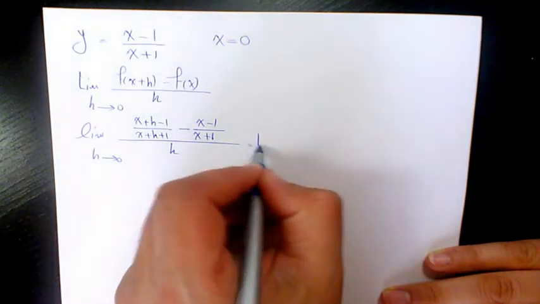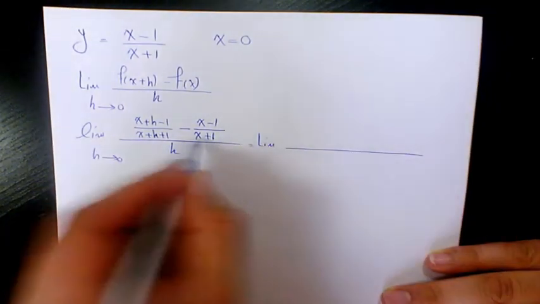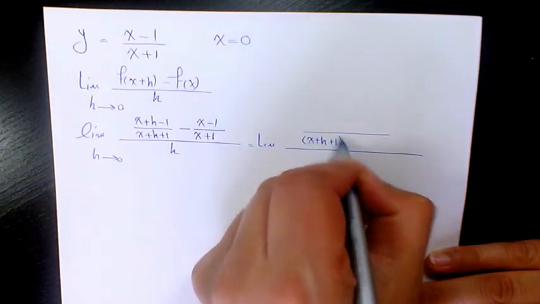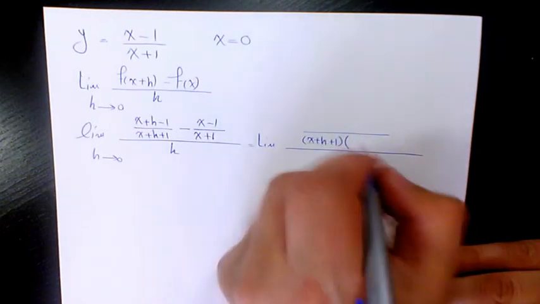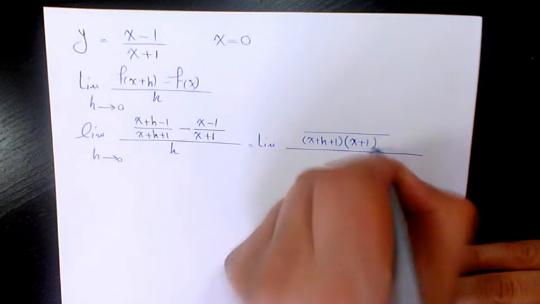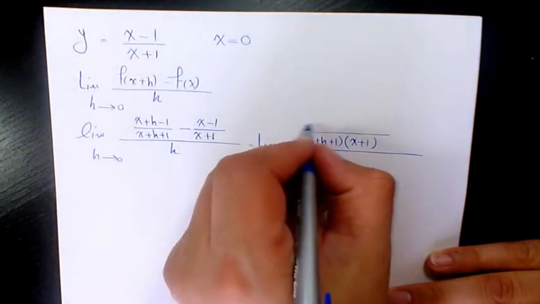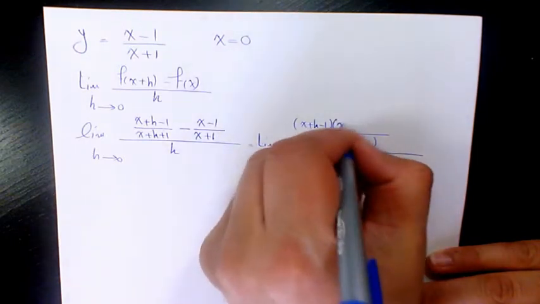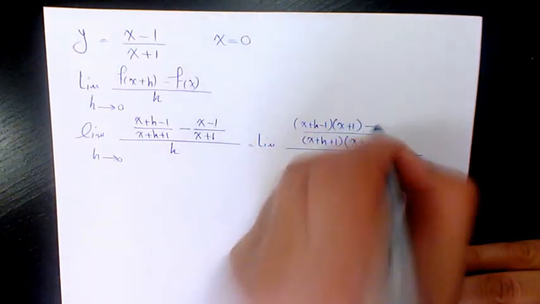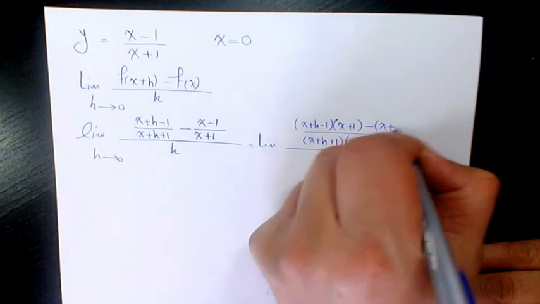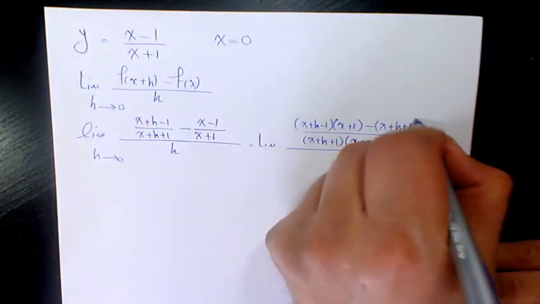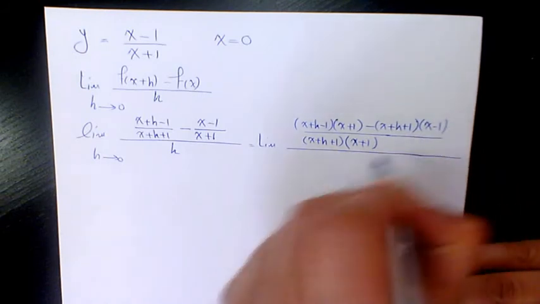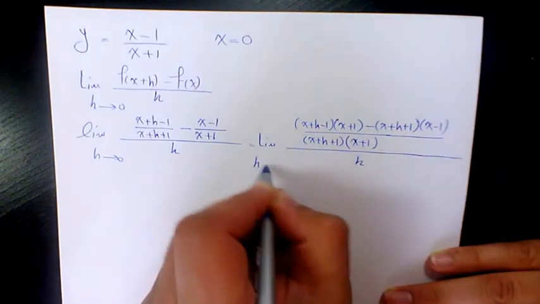Then what we can do, we need to do a common denominator. It's going to be (x plus h plus 1) times (x plus 1). The numerator is going to be (x plus h minus 1) times (x plus 1) minus (x plus h plus 1) times (x minus 1), divided by h.